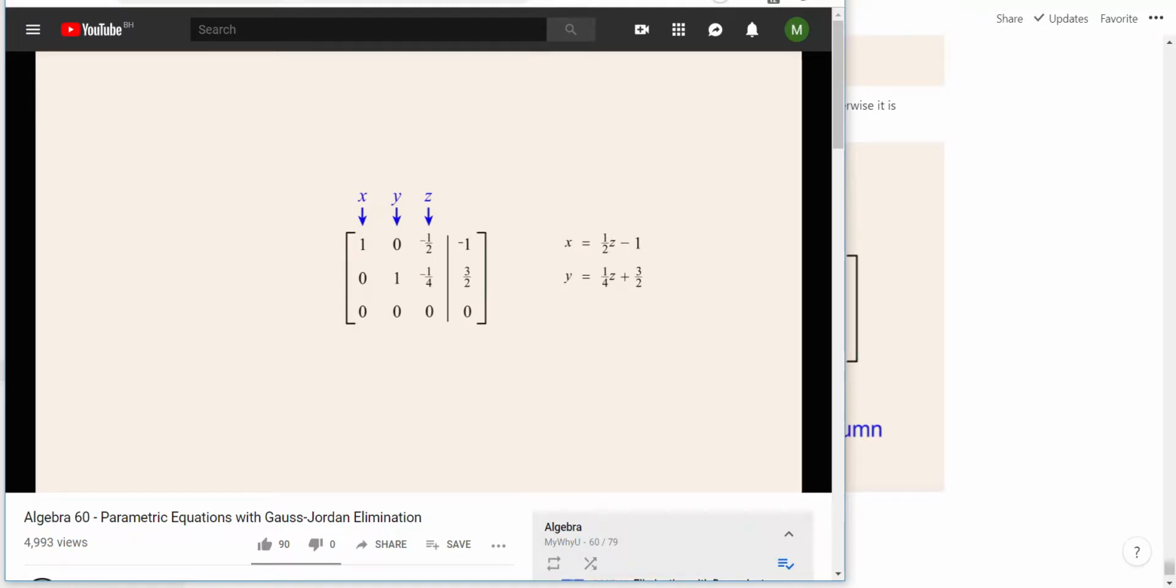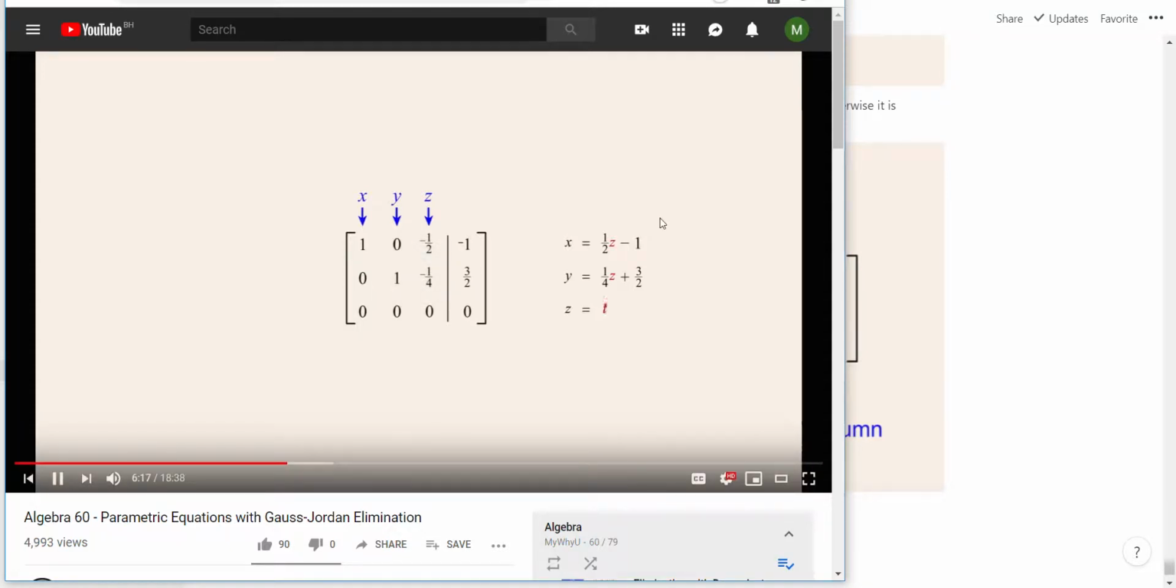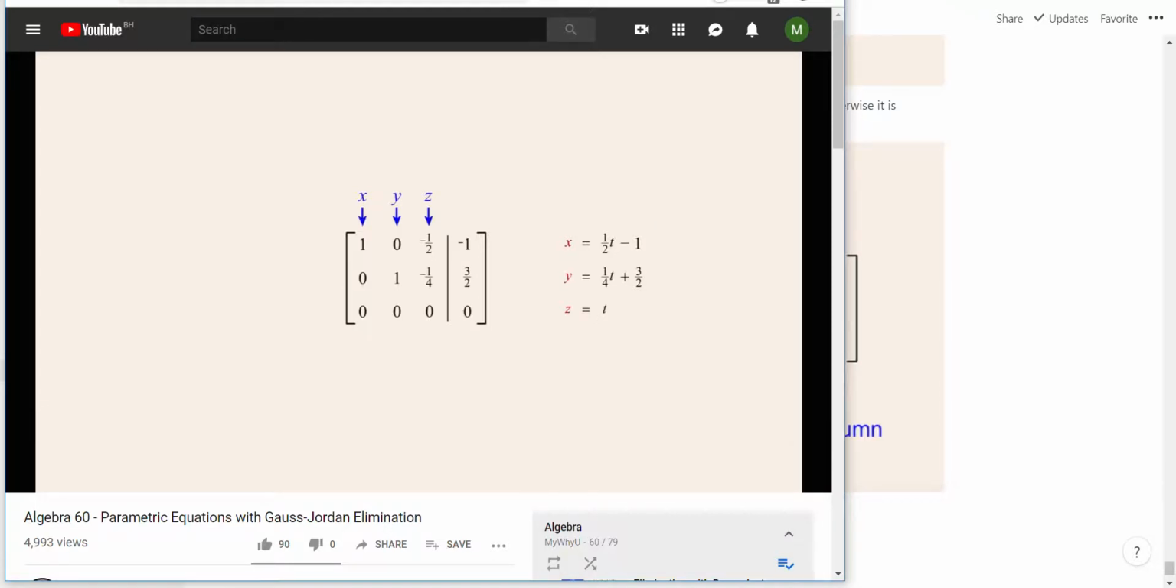For example, in this system, we can equate the free variable z to a parameter which we will call t. The second step is to replace all the free variables in the remaining equations by those parameters. So in this example, we get equations which express each system variable as a function of a single parameter, t.